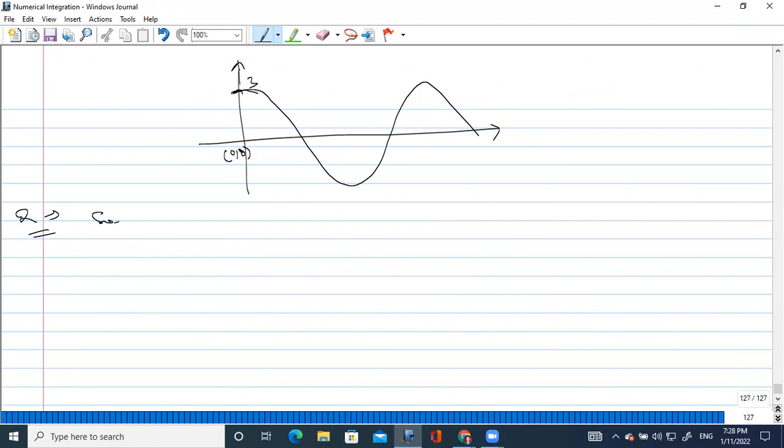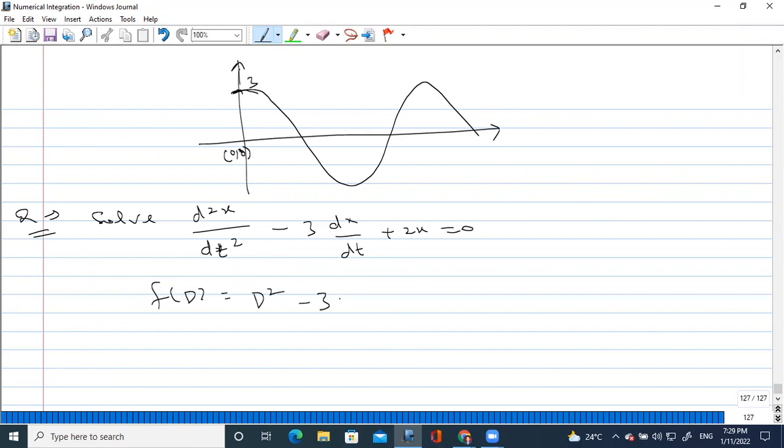Solve d²x/dt² minus 3 dx/dt plus 2x is equal to 0. Now tell me, what is f(D) here? f(D) will be D² minus 3D plus 2, or you can write it as (d²/dt² minus 3 d/dt plus 2) into x is equal to 0. This thing you can write as D², this thing you can write as D. So I'm writing it this way.